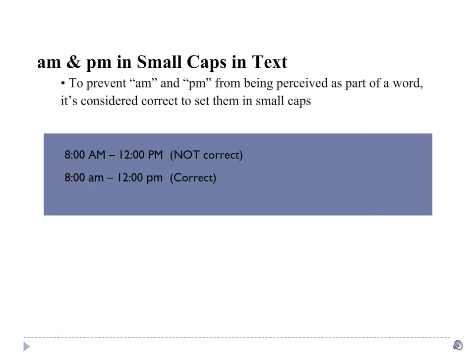The AM and PM signs are often punctuated incorrectly. It is important that the AM and PM is in small caps within text to prevent AM and PM from being perceived as part of a word. It is considered correct to set them in all small caps.